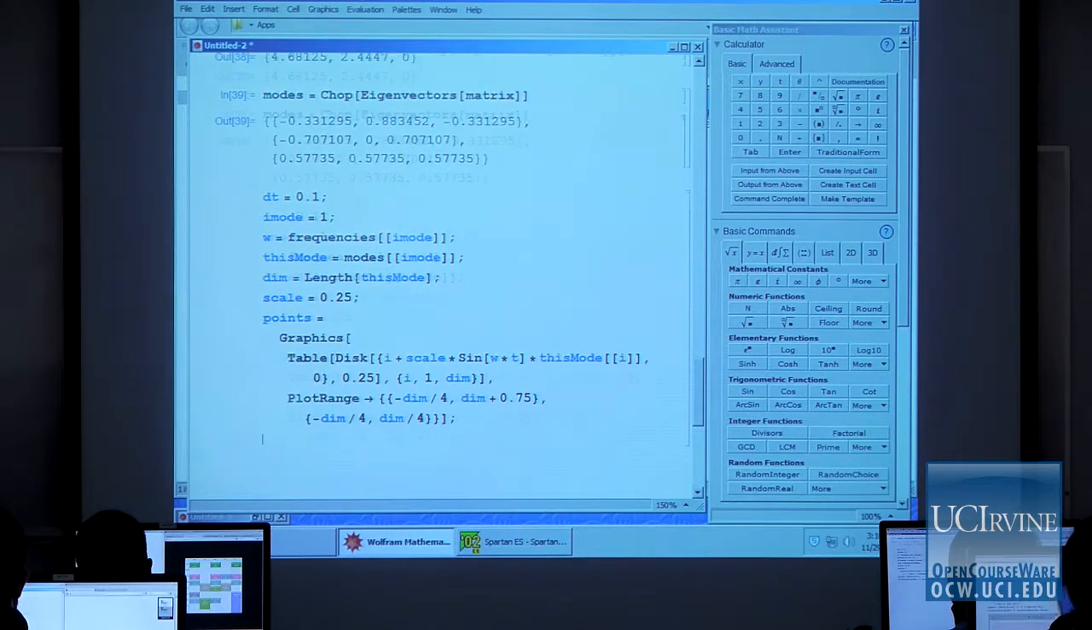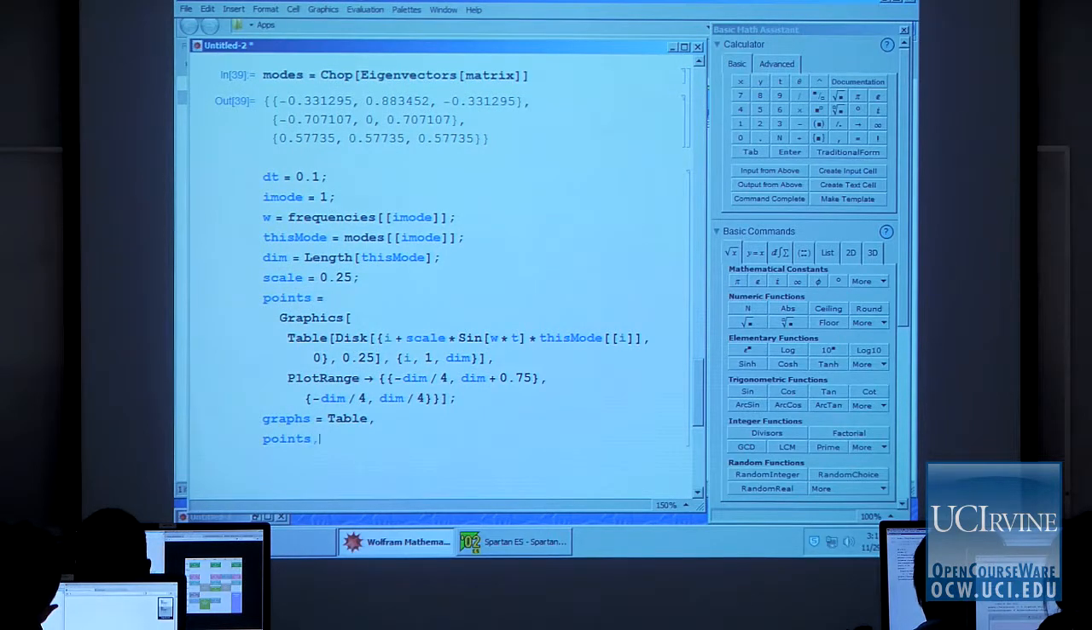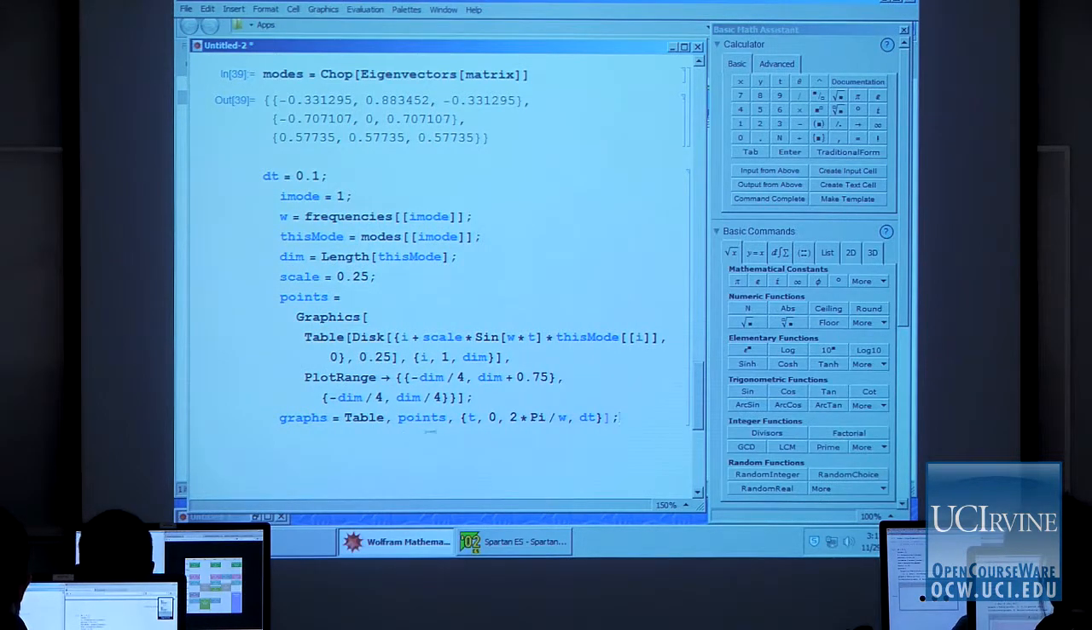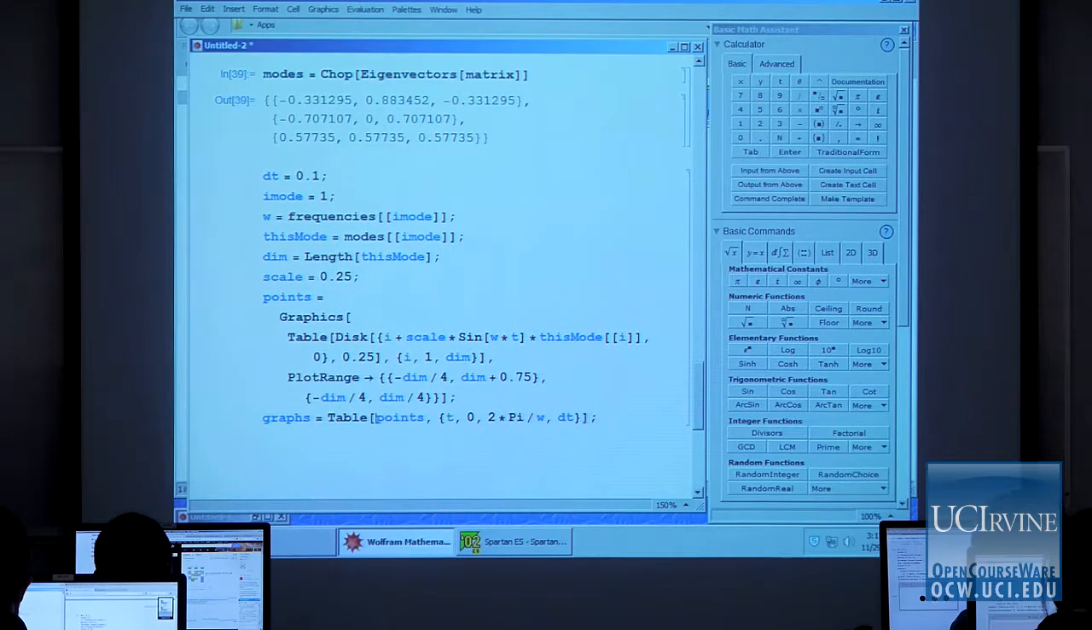All right. Next thing we'll do is we'll say graphs equals table of points, and then we're going to have the time variable t going from 0 to 2 times pi divided by w. 2 times pi divided by w is the period of the oscillation that has frequency w. And we're stepping through at an interval dt. Okay. So we can put a semicolon there. We need, instead of a comma here, there we go.